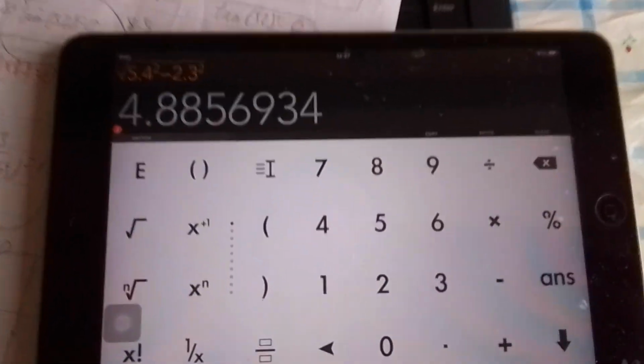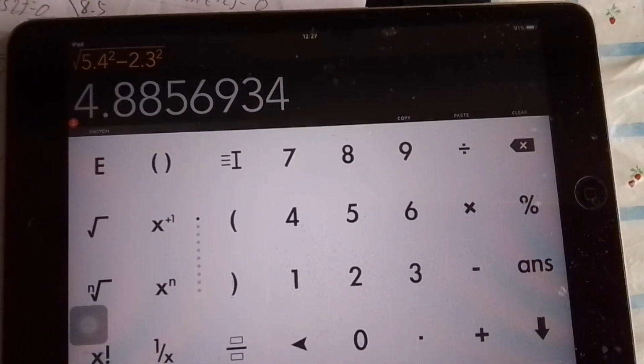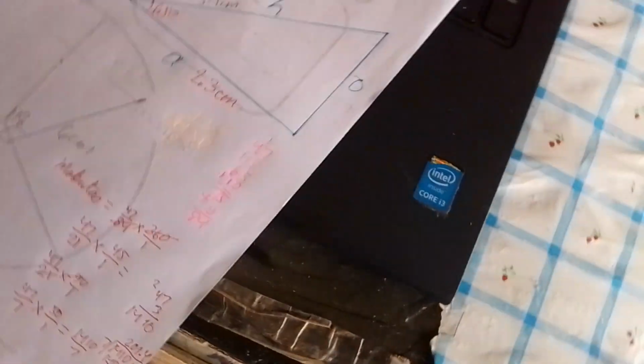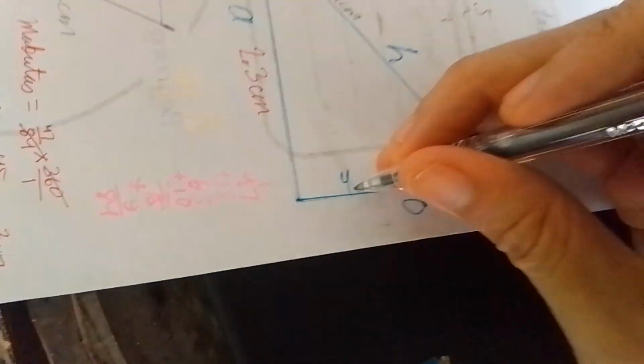So what should be the answer? The answer should be 4.88 something. So to write it down, that's the answer. The measure of the hypotenuse is 4.88 something. Although we do not know if that is the correct answer.